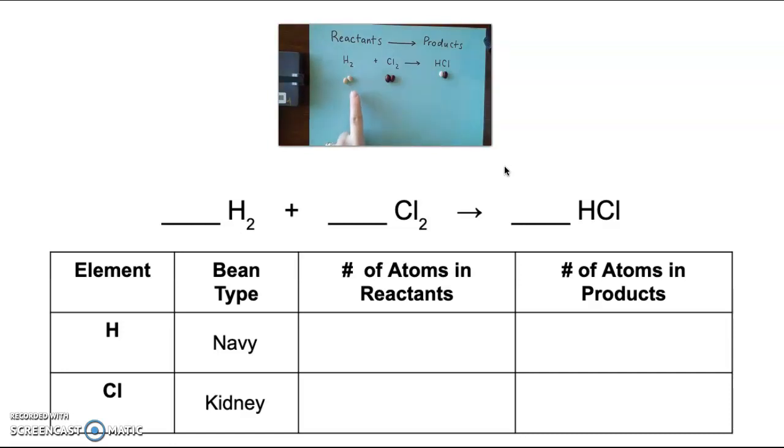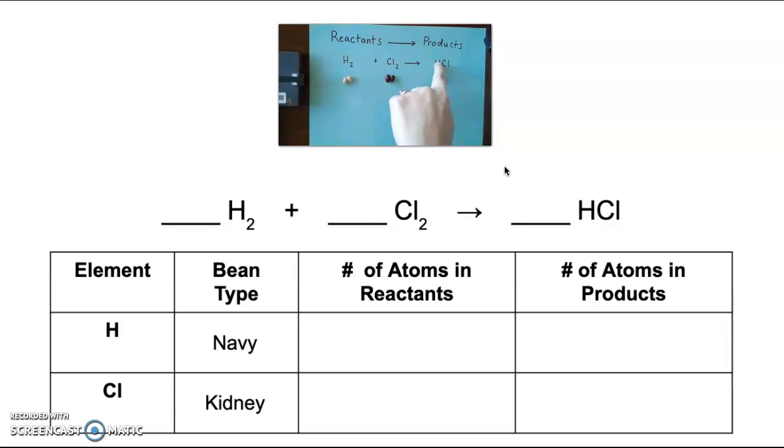Now what I want to do is make sure that I've got the same number of navy beans on both sides and the same number of kidney beans on each side. So you can see here I've got 2 navy beans or 2 hydrogens over here and only 1 over here. So I'm going to need to fix that. So I'm going to need to add another hydrogen to my product side. However, I can't just add a single hydrogen, right? I can't just add a hydrogen by itself. I have to add the whole thing.